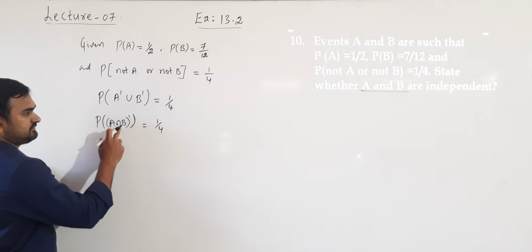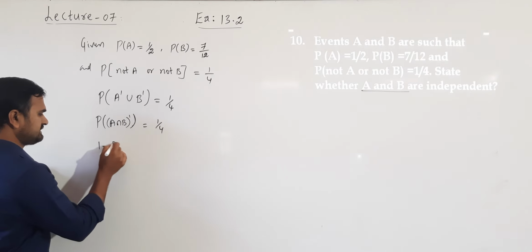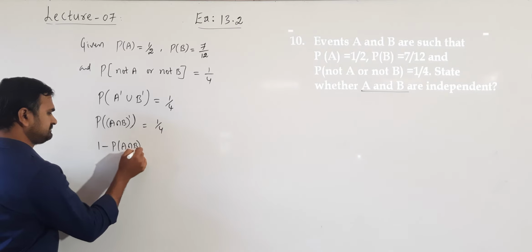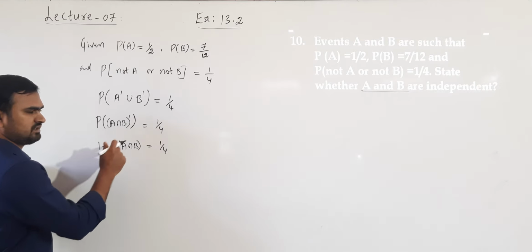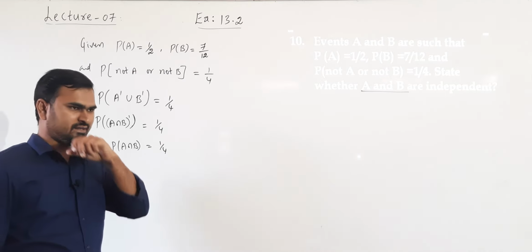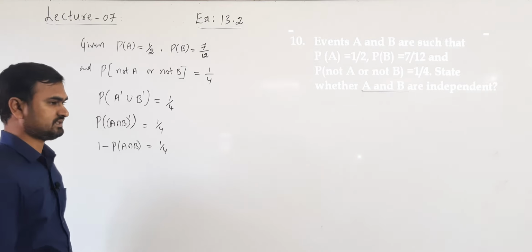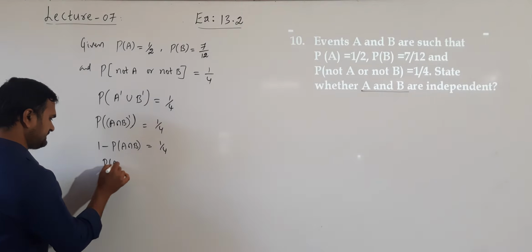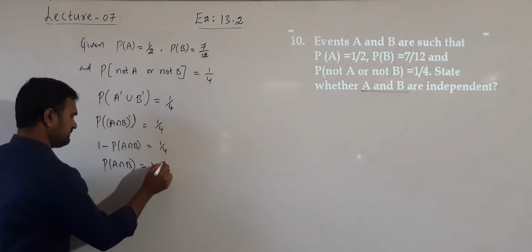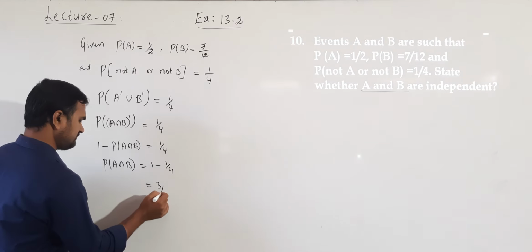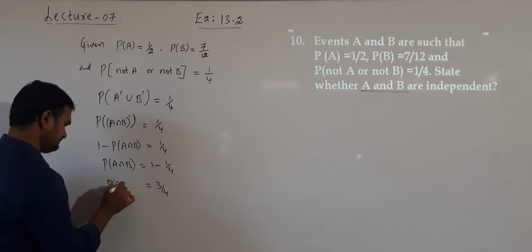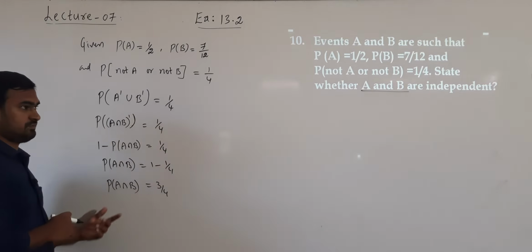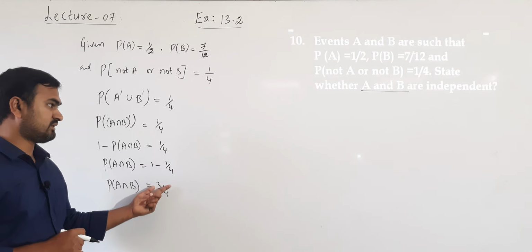Now probability of A intersection B whole dash is 1 minus probability of A intersection B. Probability of complement is 1 minus probability of the event. 1 minus P of A intersection B is 1 by 4. So what is P of A intersection B? 1 minus 1 by 4, which is 3 by 4. So P of A intersection B, we find it as 3 by 4.